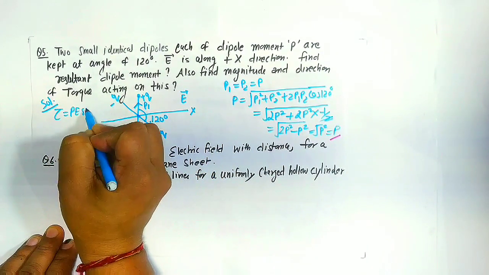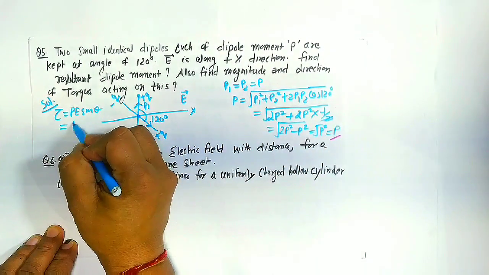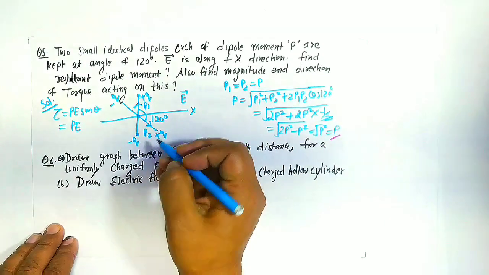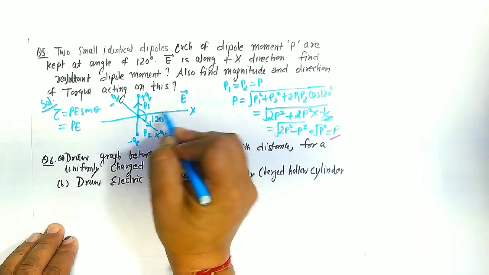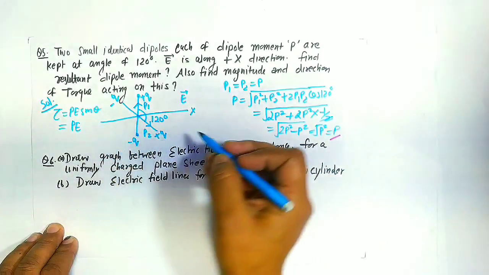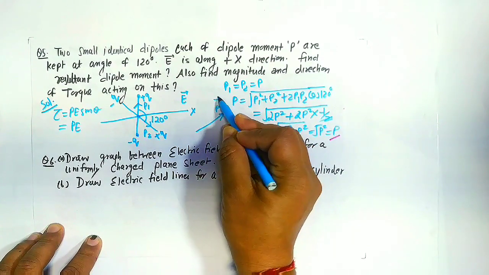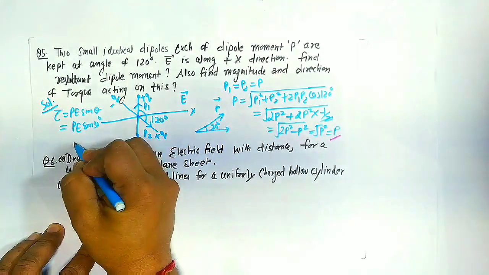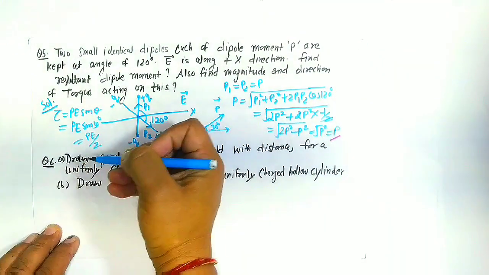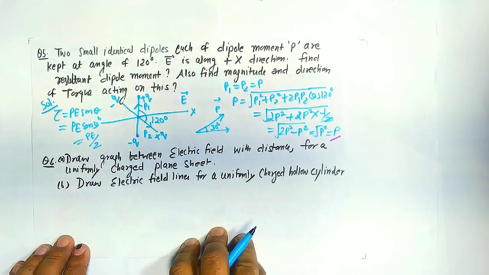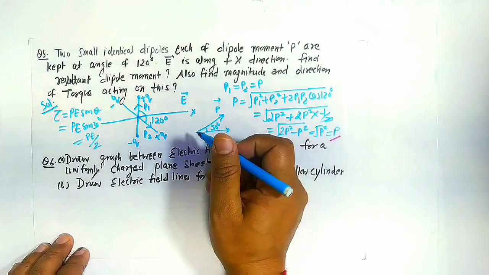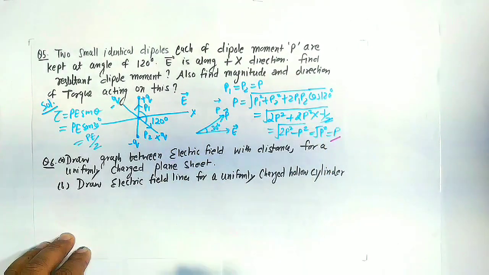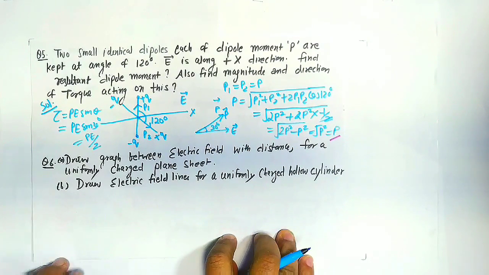PE sine theta. You know the resultant is P, E is the field, and what is sine theta? If you see the angle, sine theta is actually this angle between the resultant P and E, and it is basically 30 degrees. So P E sine 30. Sine 30 is 1 by 2, so the torque is PE by 2. This angle is 30 degrees between the electric field and the resultant dipole moment.